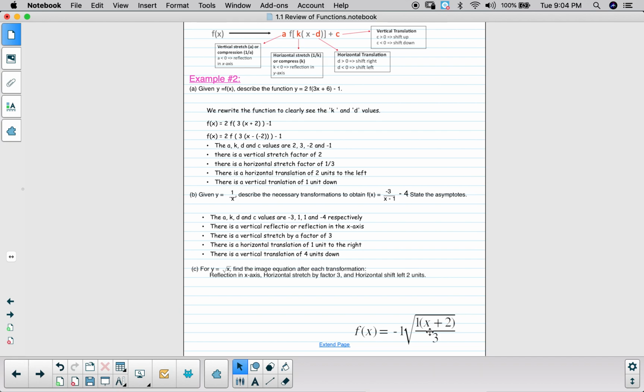And under the square root, you show the horizontal changes. Because it has been stretched by a factor of 3, your k value is 1 over that 3, or 1/3, which you can see here. And because it has shifted to the left 2 units, it's x plus 2. That has been described in words here, which you should do also, just to validate what you're doing to get to this answer. So vertical reflection, or reflection in the x-axis, means the a value is negative, the k value is 1/3, and the d value is negative 2.